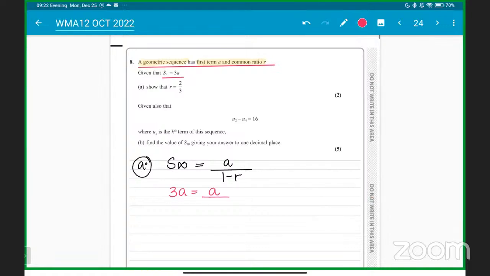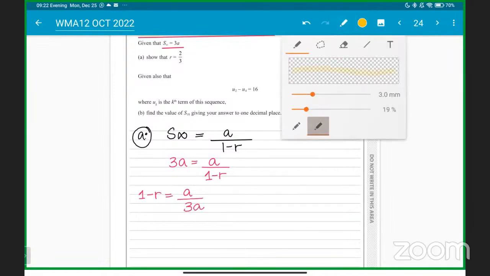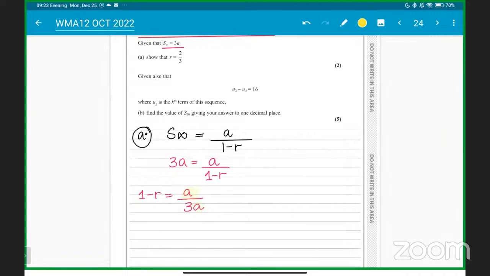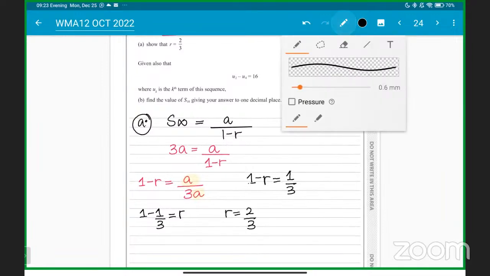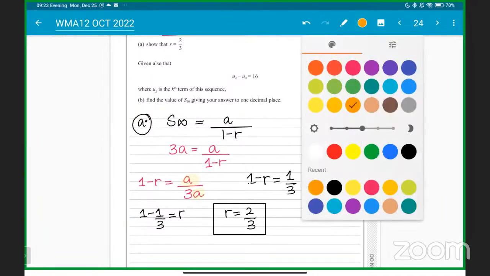So 3A is equals to A divided by 1 minus R. You solve this. 1 minus R on the cross multiply. So 1 minus R coming here and 3A being divided there. A and A will cancel out, students. And this is how you will get it for 2 marks. 1 minus R is equals to 1 over 3. So R comes there and 1 minus 1 over 3 will result in the R. That is R is equals to 3 minus 1, that is 2 over 3. Got it? Simple working for 2 marks to get the common ratio R as 2 over 3.